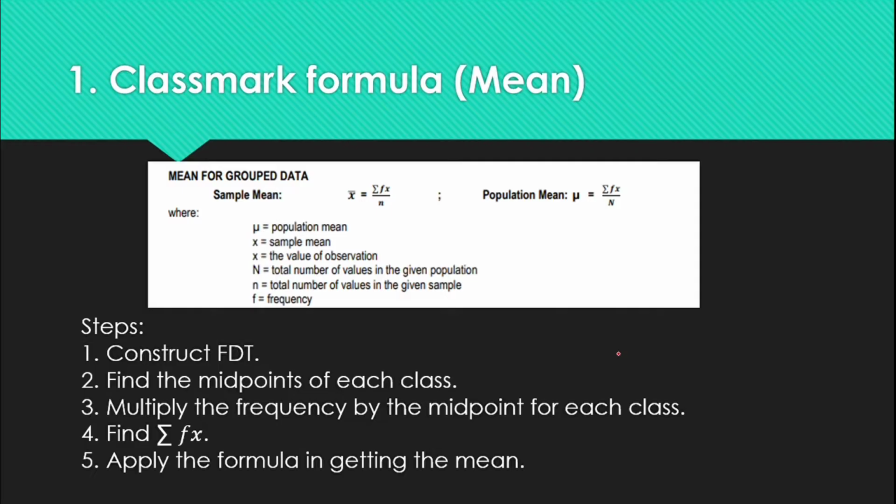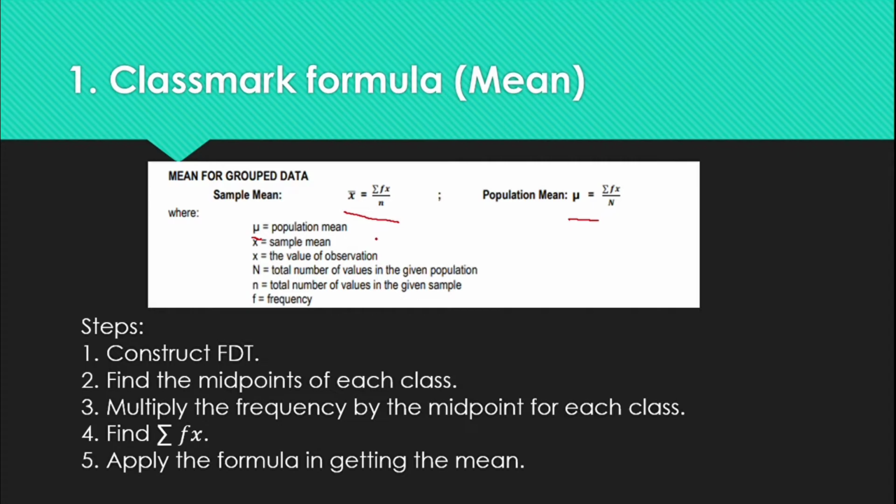Mean for the group data. This is the formula for the mean of group data using the class mark: x bar is equal to the summation of f times x over n. When it talks about population, we have mu is equal to the summation of the frequency times the class mark over n. Here we have the sample mean, x bar, and x is the value of observation. So, f times x over n.